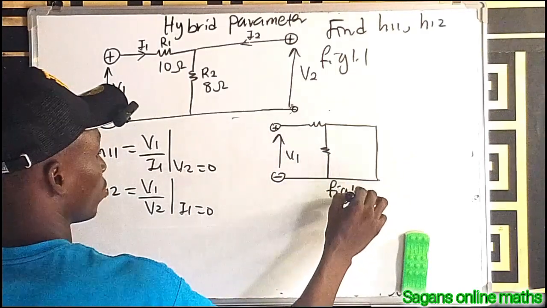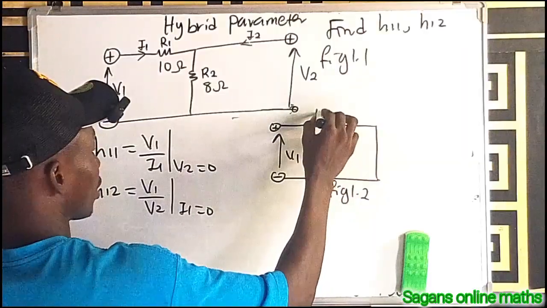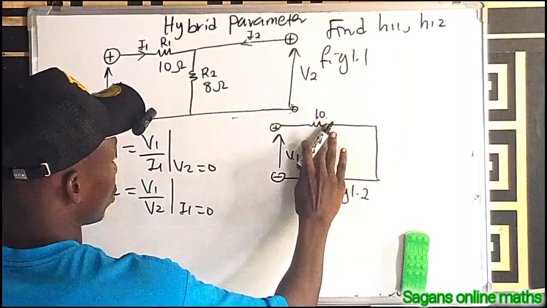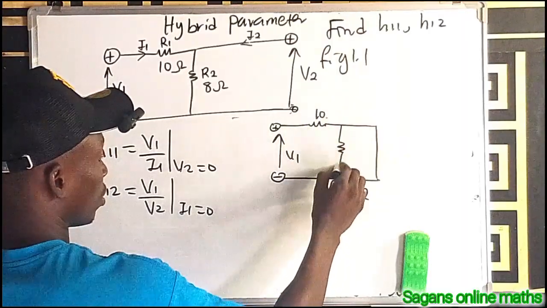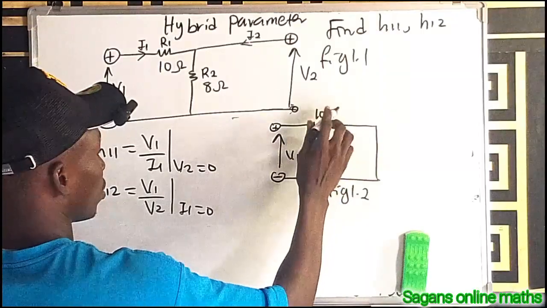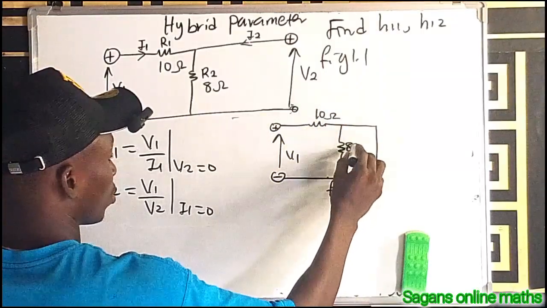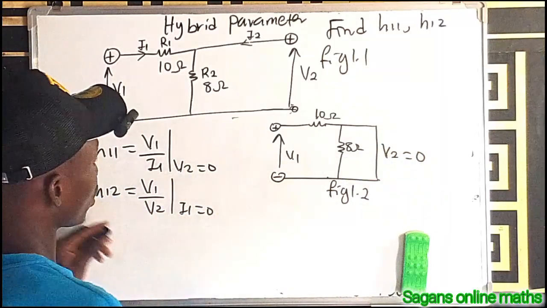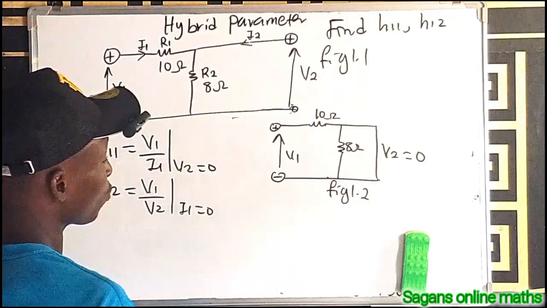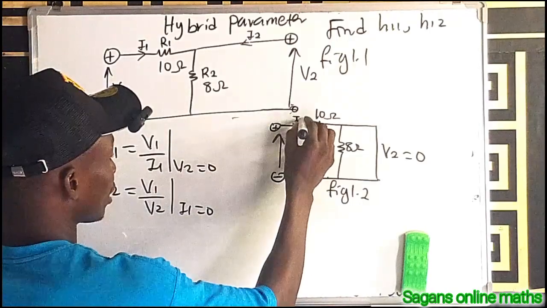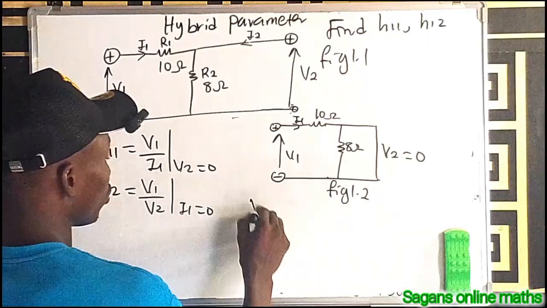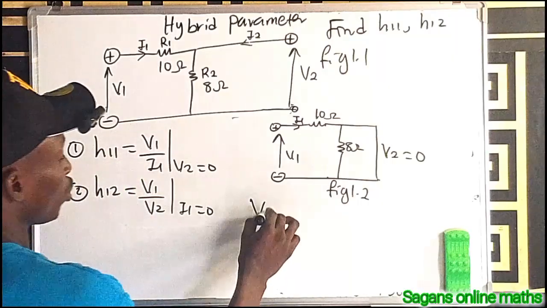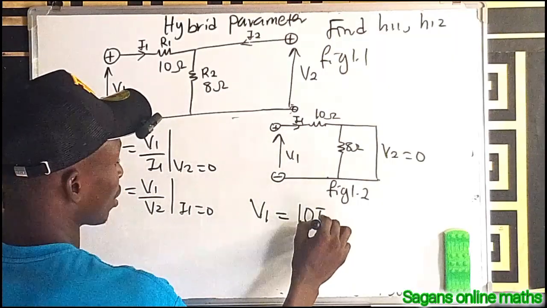This is figure 1.2. This was 10 ohms, and this was 8 ohms. So V2 is 0. This is the interpretation of this. So let's find our h₁₁, which is purely resistance, the short circuit input impedance. What is flowing here is our current I1, right? By using Kirchhoff's voltage law, if we can find V1 and I1, we can get h₁₁. So V1 is equal to 10 I1.